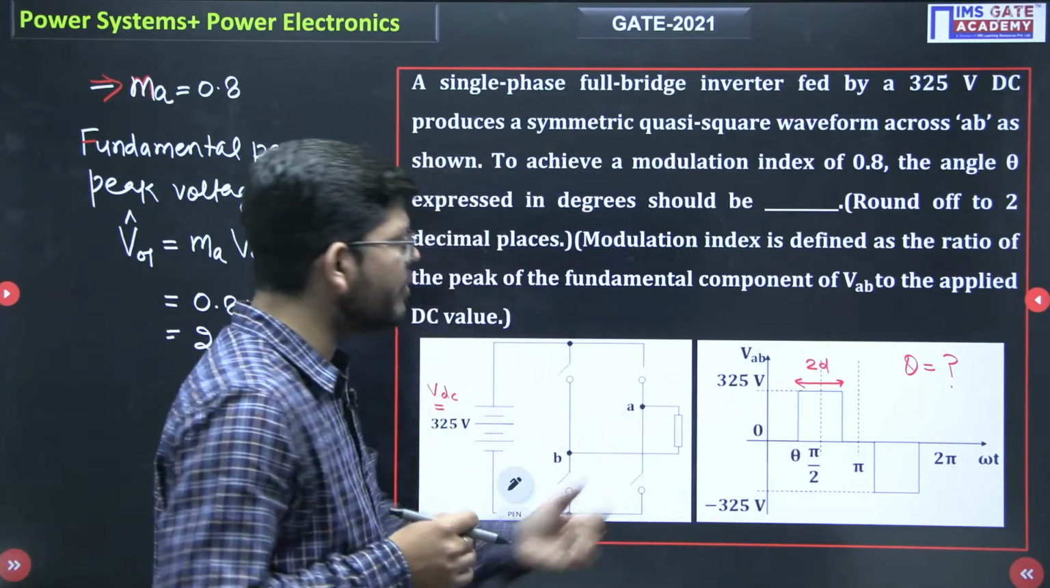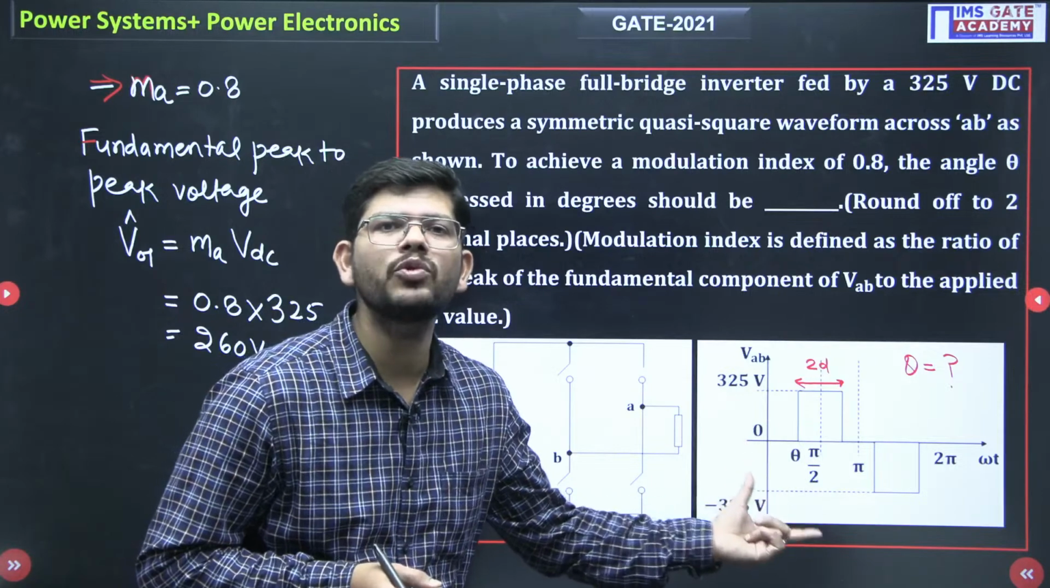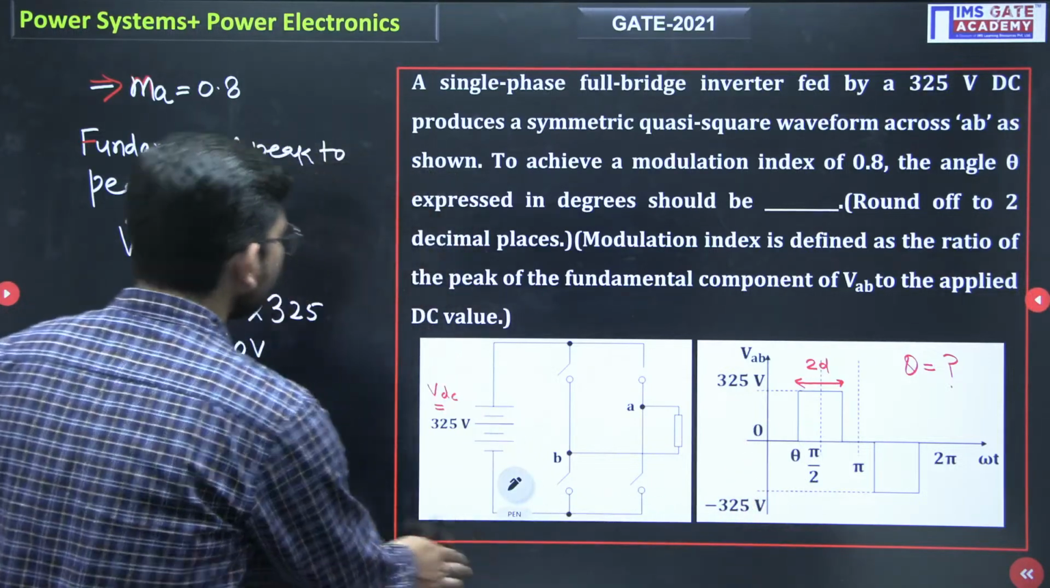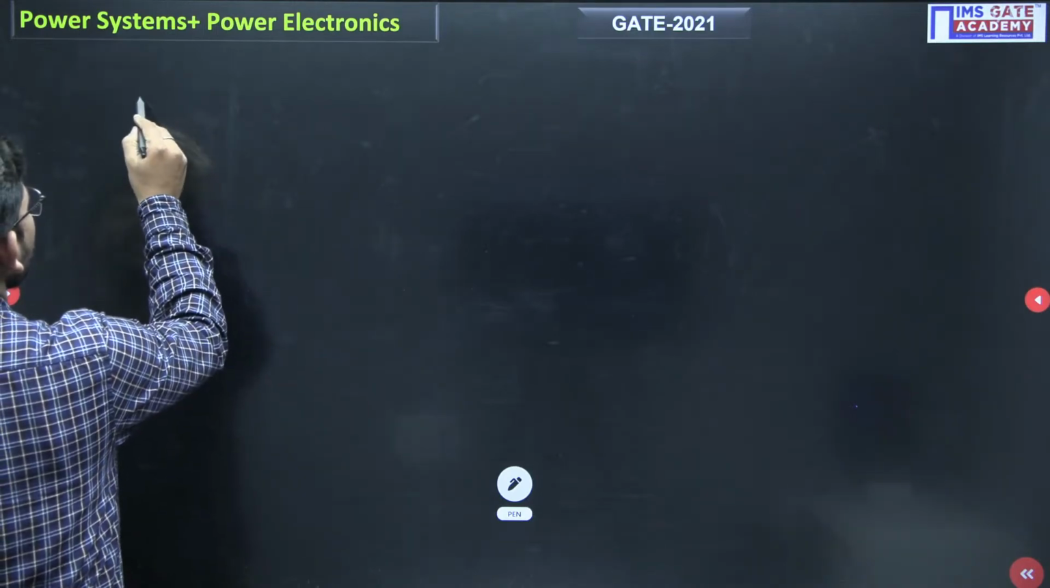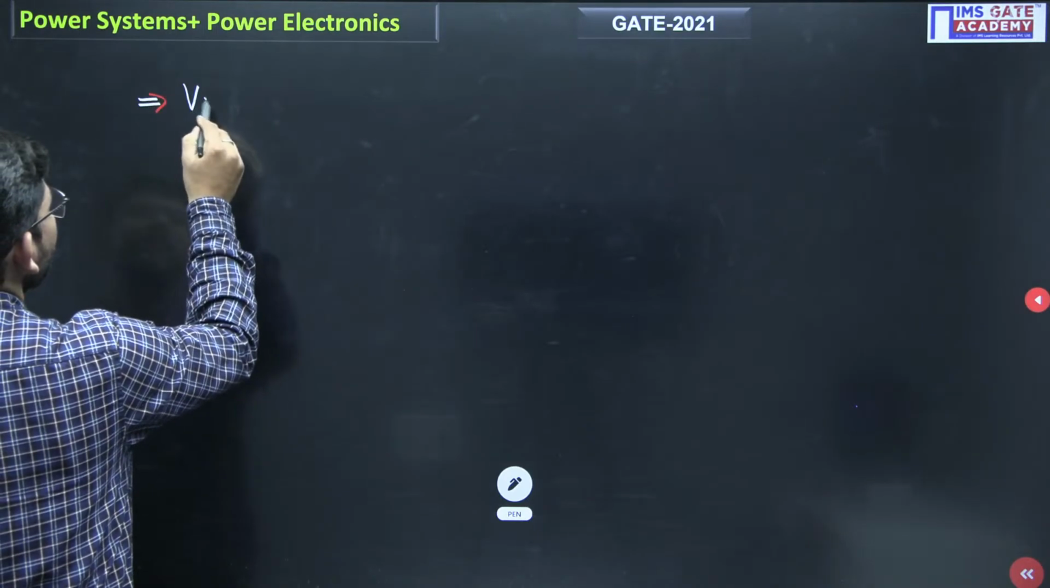So what kind of waveform are we having? We are having a quasi square wave kind of output voltage. So how will you write the output voltage Fourier series?